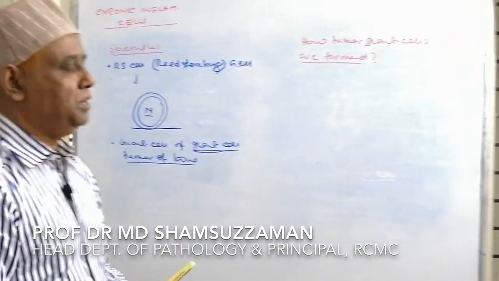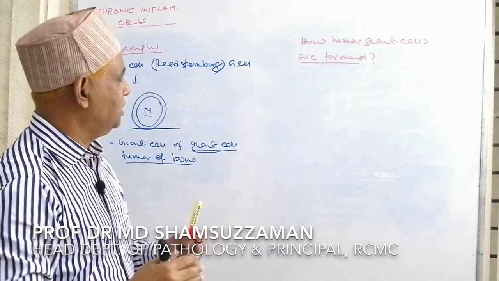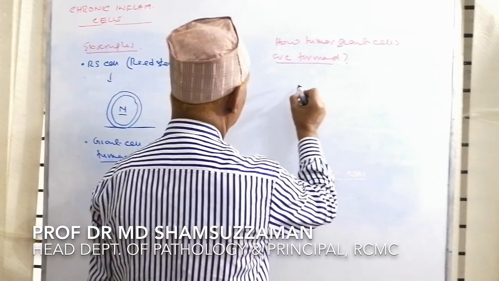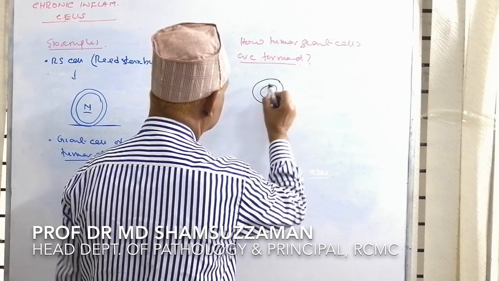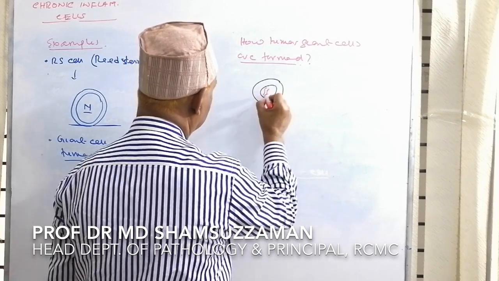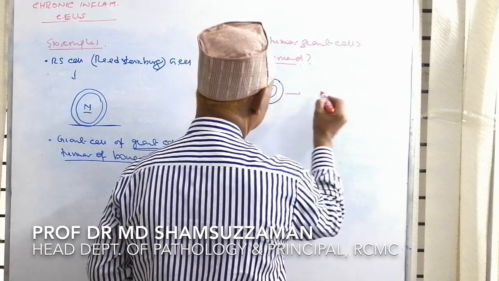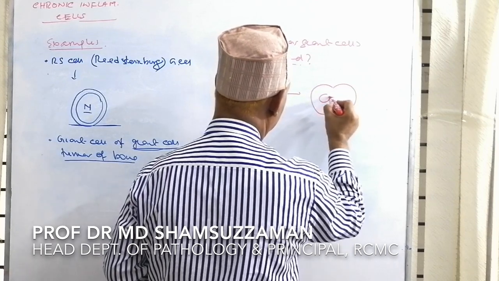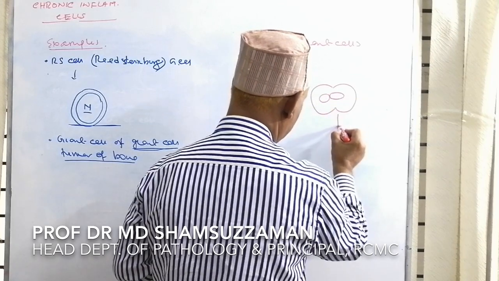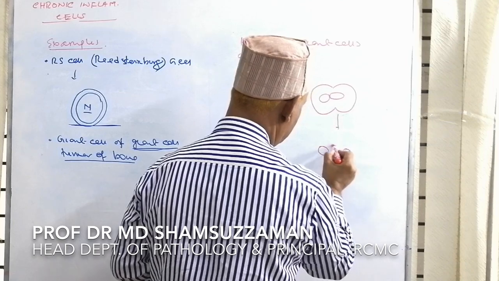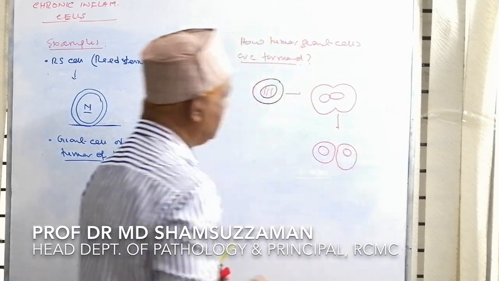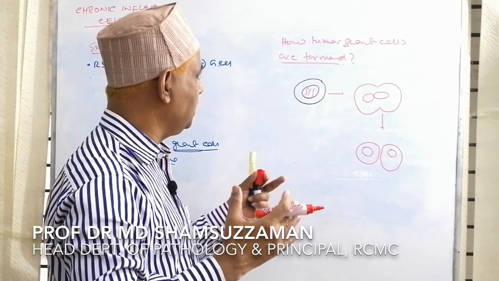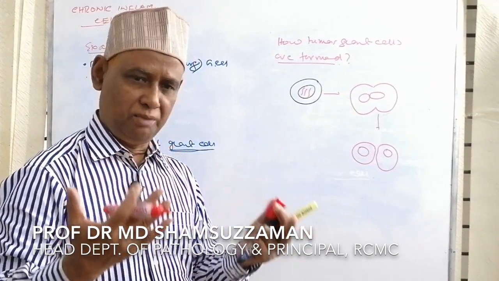Dear audience, you know during normal cell division, normal mitosis, prophase, metaphase, anaphase and telophase, during cell division what happens? The cytoplasmic division and nuclear division run parallel. Ultimately, the nucleus is divided and cytoplasm is divided and two daughter cells are formed. So nuclear division and cytoplasmic division run parallel and are completed at the same time.